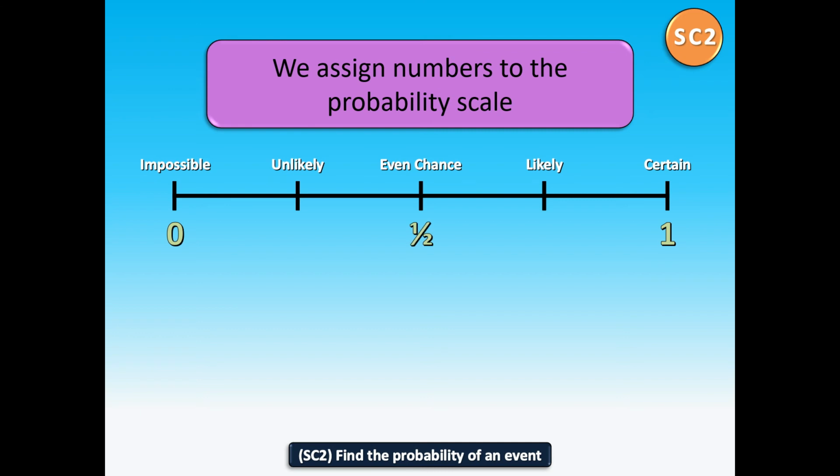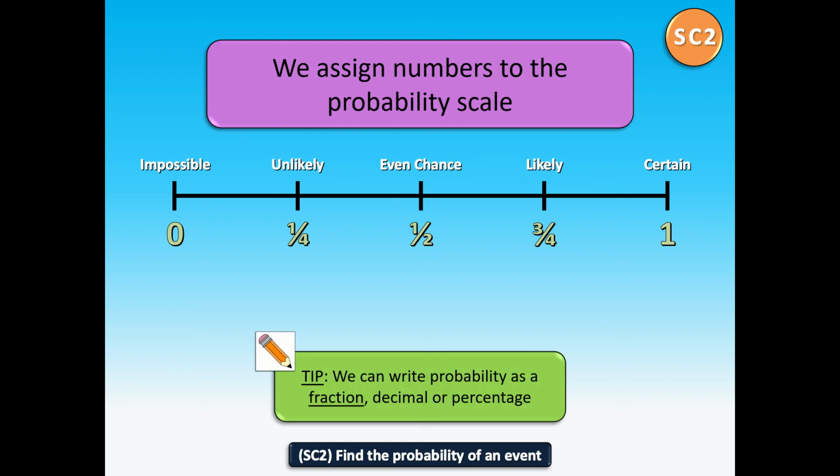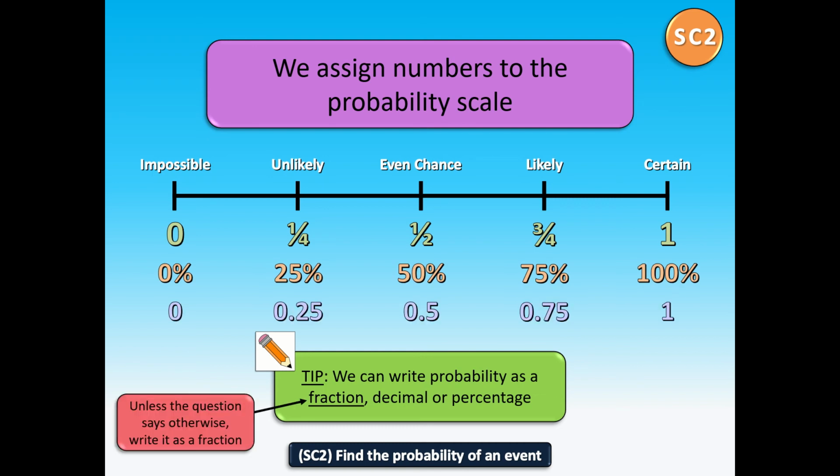Even chance would be a half, unlikely a quarter, and likely 3/4. So we can write probability as a fraction, a decimal, or a percentage. Unless it says otherwise in the question, try to write it as a fraction.